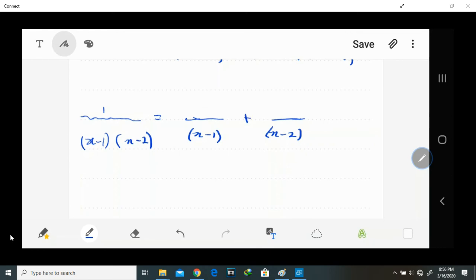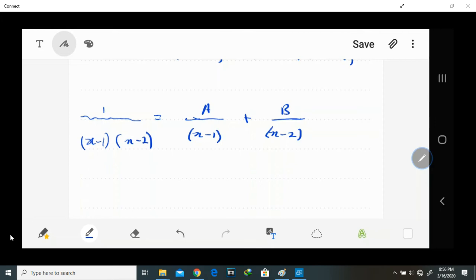So the first example that I want to discuss is a simple one. Minus 1 over x minus 1 times x minus 2. I'll give you a couple of seconds to think of how you are going to break this. Okay, so the first thing is, we directly split the denominator containing factors into two, and we write A and B like this.